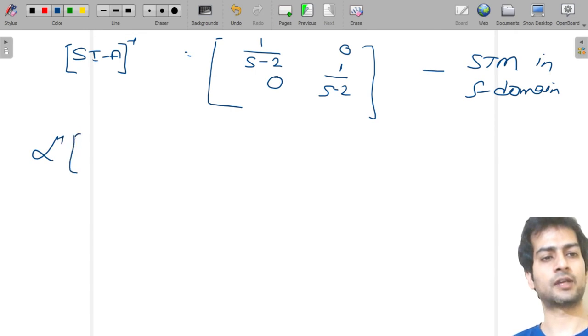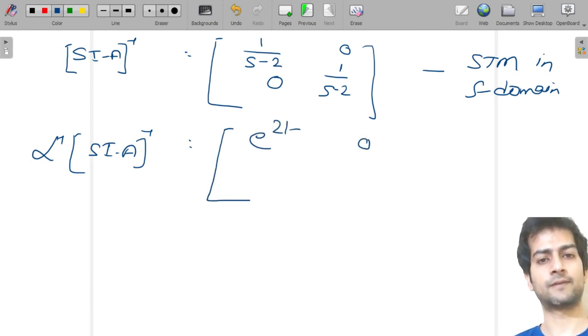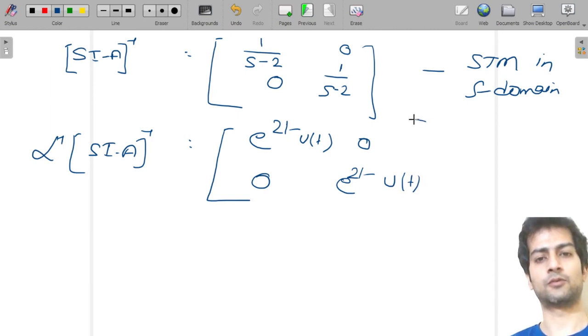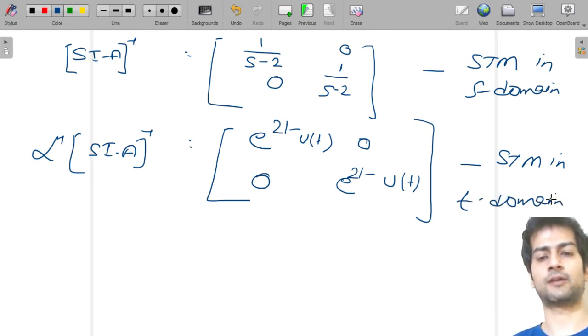Now if we take the inverse Laplace transform of it, then we will get something like this, e to the power 2t. So this is the STM in time domain.